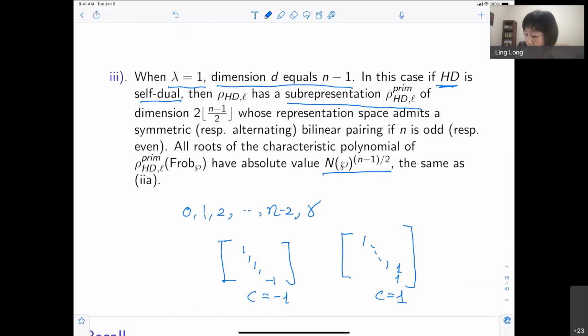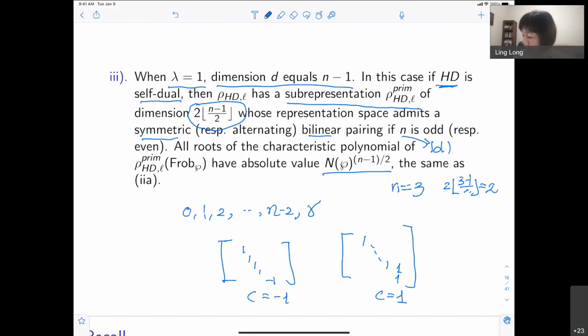The primitive part has an even dimension, and itself will also admit either a symmetric or alternating bilinear pairing depending on the alpha set length being odd or even. All right, so for instance, if we look at the n equals 3 case, this formula, 2 times the floor function of (3 minus 1) over 2, will give me 2.